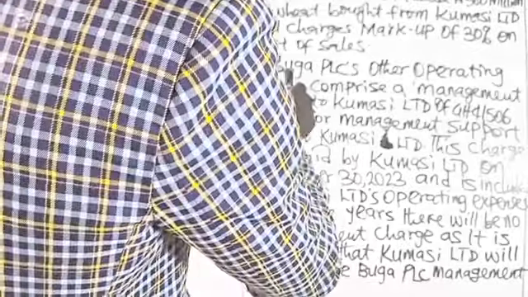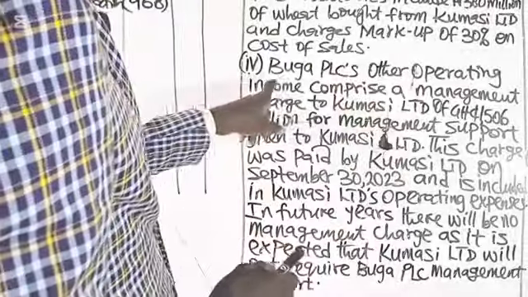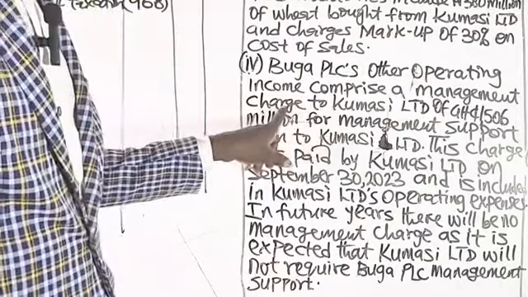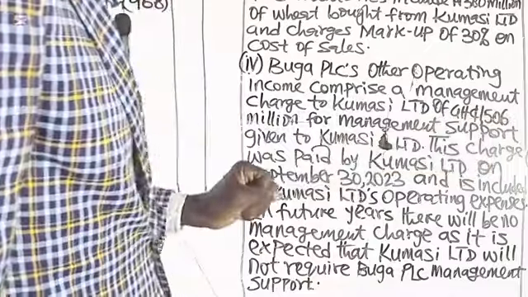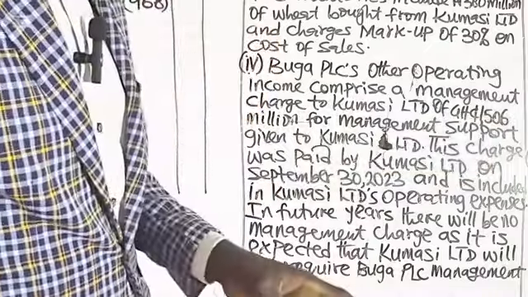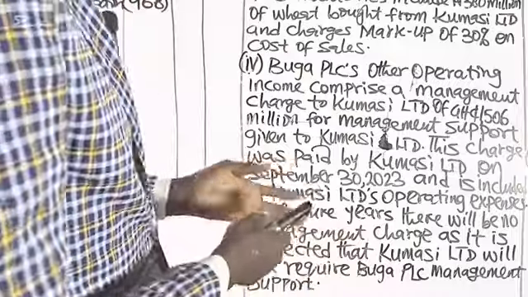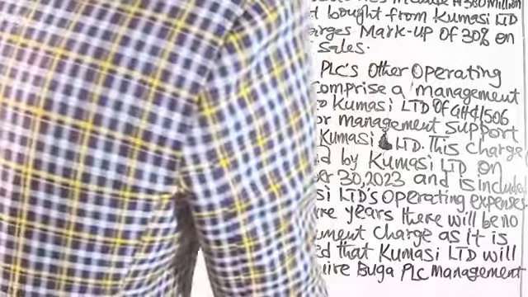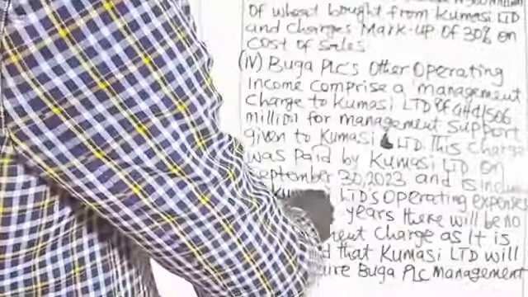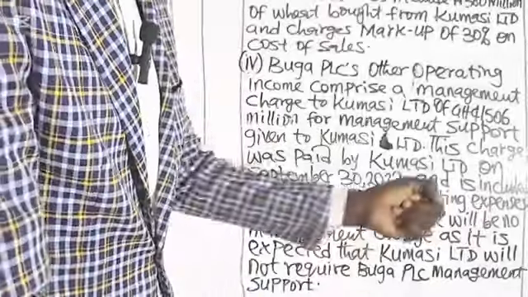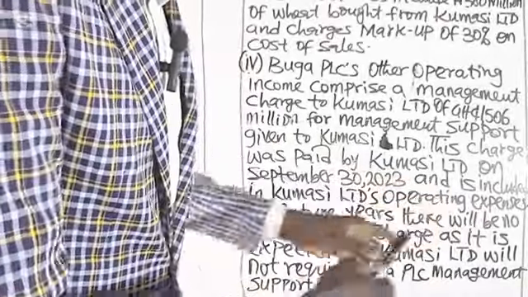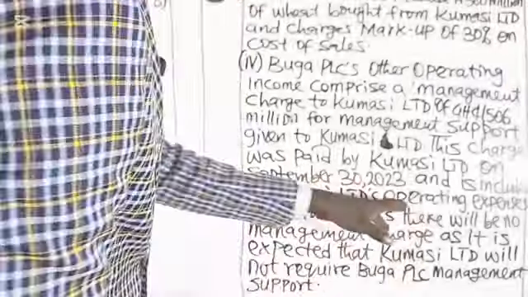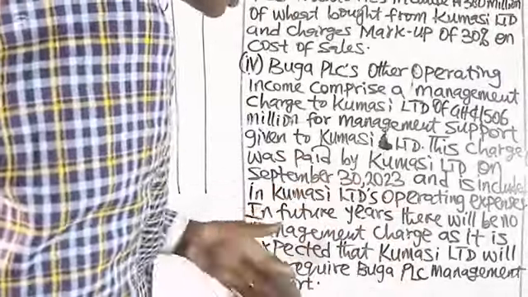So you were told Buga PLC other operating income comprises a management charge. The management charge has been recognized as other operating income. Remember, intergroup items should be eliminated. The charge was paid by Kumasi on September 30, 2023, and is included in Kumasi Limited operating expenses. This is an intergroup expense. Since it has been included in the operating expenses of Kumasi Limited, you will need to remove it since it is an intercompany item.